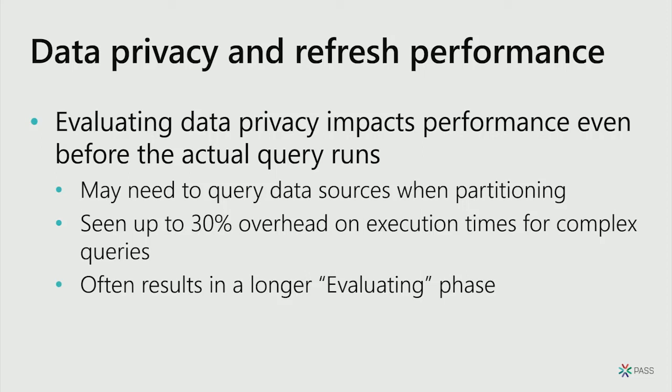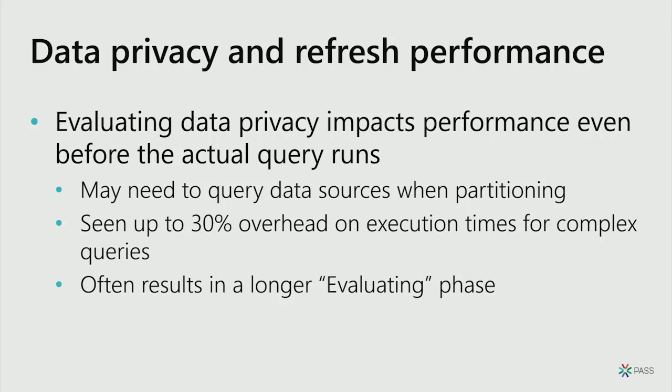You recognize them by, generally, they've got a very slow evaluating phase. If you watch a slow Power Query run, you might notice that in the dialog box that comes up, there is a spinny box that says evaluating, and then after a while, you'll start to see rows coming in from your data source. It's that evaluating phase where, amongst other things, the data privacy checks are applied.